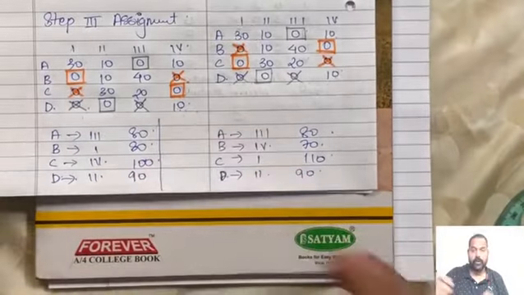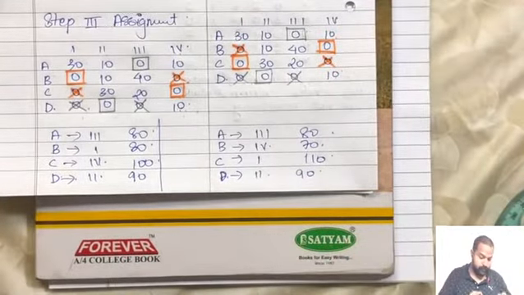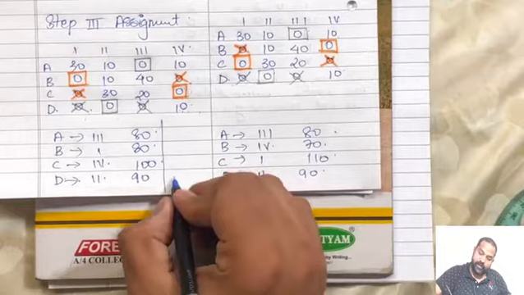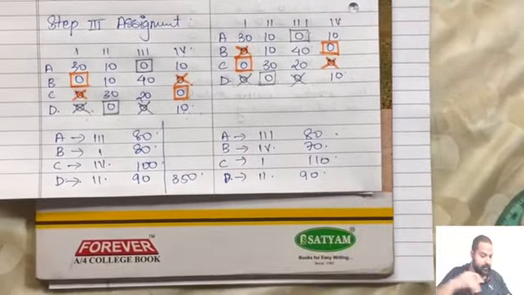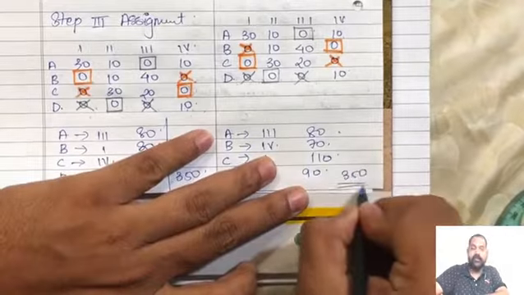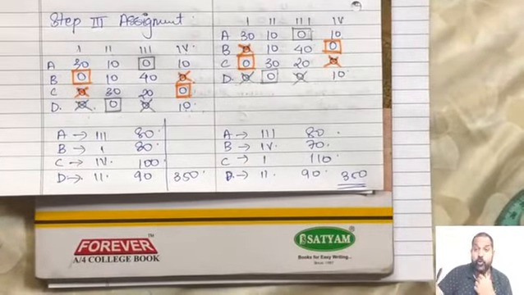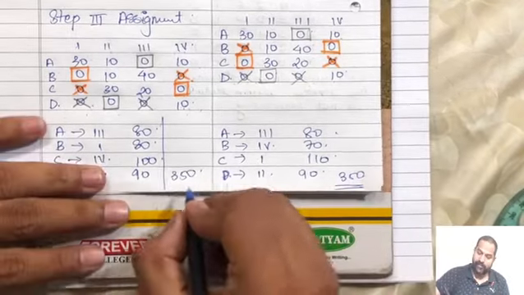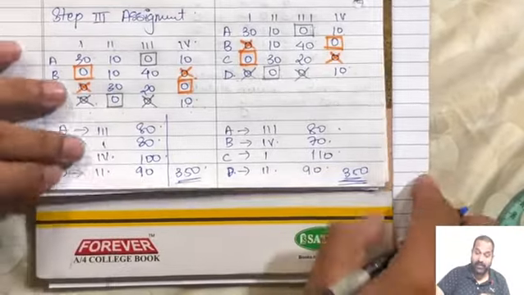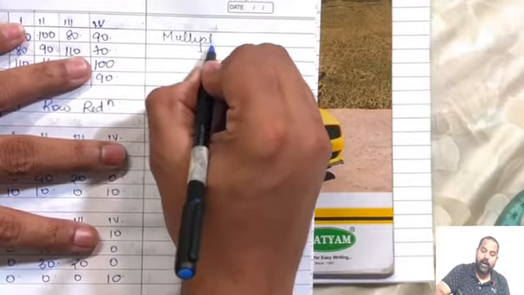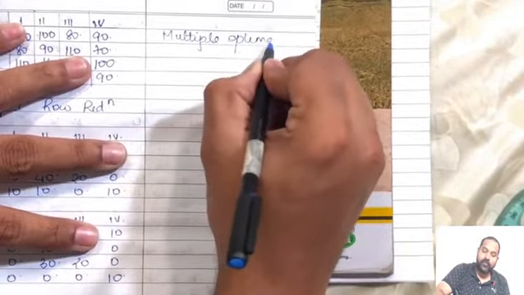If I now take a total, 80 plus 80 plus 100 plus 90 is a total of 350 here. And here the total is 80, 70, 110 and 90, a total of 350 here. Do you realize that although these are two different assignments, both give the same total? And that is why this question comes under a section called multiple optimal solutions.